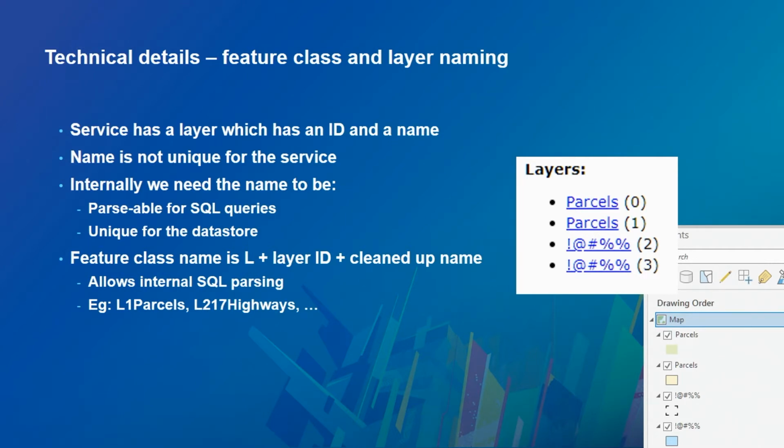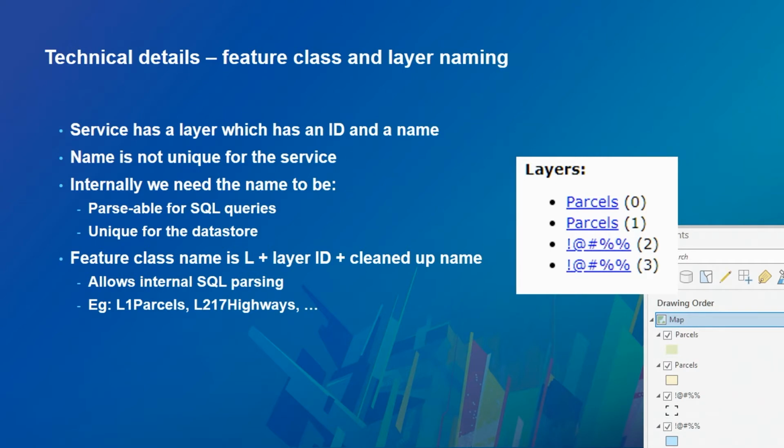So we needed to come up with a naming convention that was going to work within the data store client side, and we came up with this layer name that is L for layer, followed by the layer ID to make it unique, and then followed by a cleaned up name that allows it to be SQL parsed. So this gives us unique feature class names within the data store. And you may run into this when asking, for example, for the feature class name.